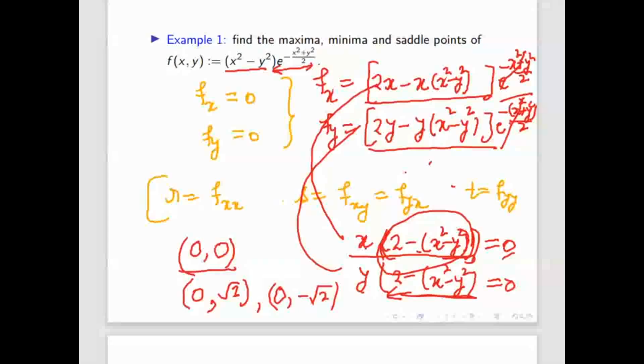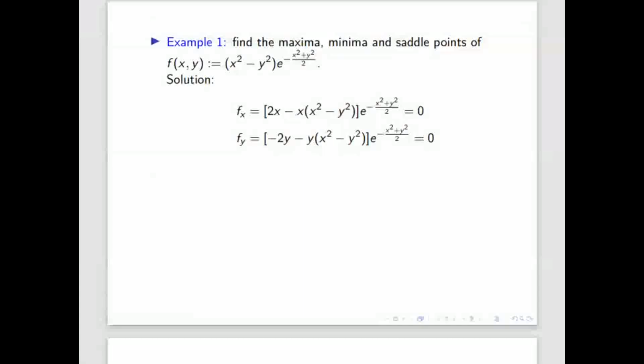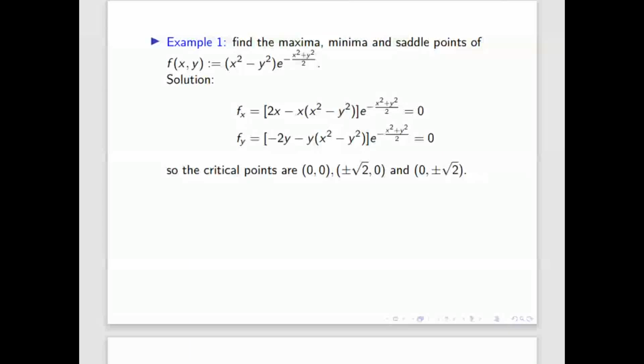Sir, if x is root 2 and y is 0. Yes, so we'll get 2 more points. So once you put 0, you will get 5 points: (0, 0), (plus minus root 2, 0), and (0, plus minus root 2). Now for all these 5 points we have to check which point is local maxima, which is minima, and which is the saddle point.